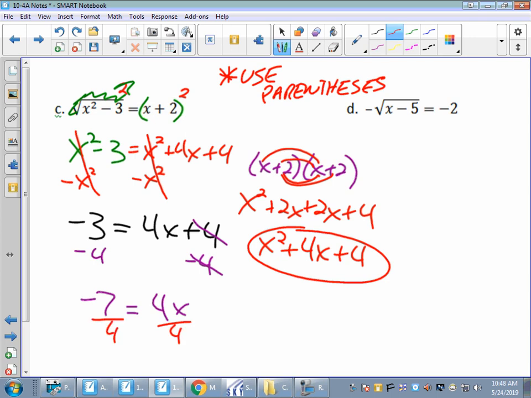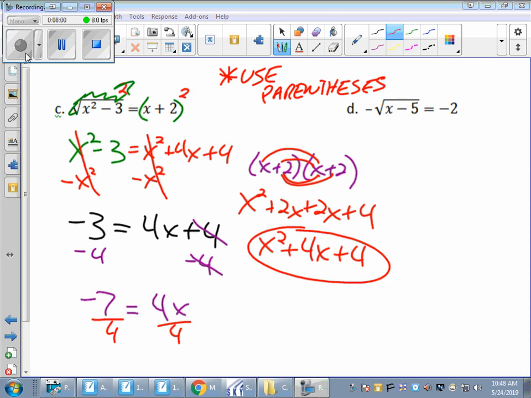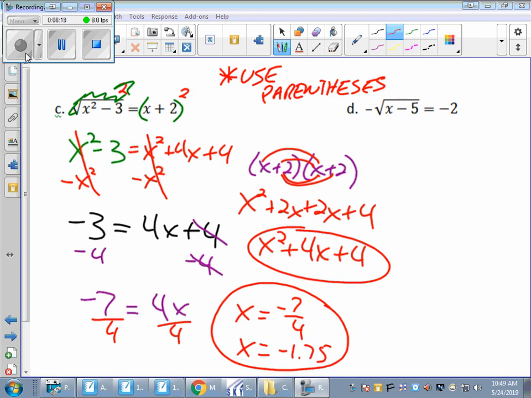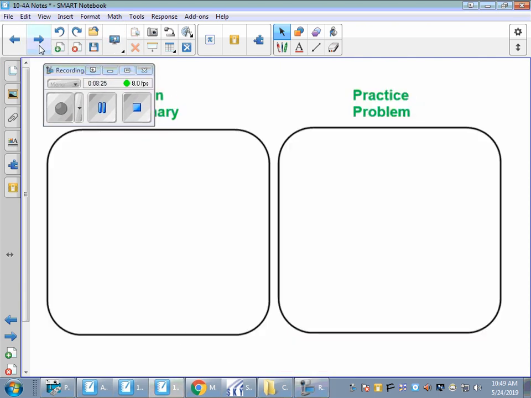And remember, it's okay to have fractions in your answer. So in this case, we'd have x equals negative 7 over 4, or if you decimal people, negative 1.75. Either way, that would be the correct answer. Okay, so that does it. Other than using factoring or quadratics, you might see a problem like that tomorrow.